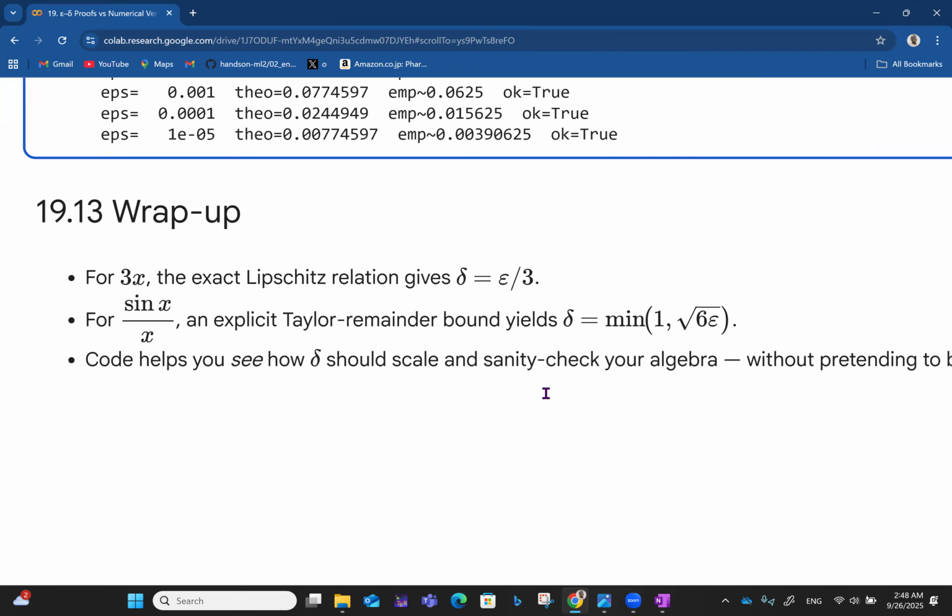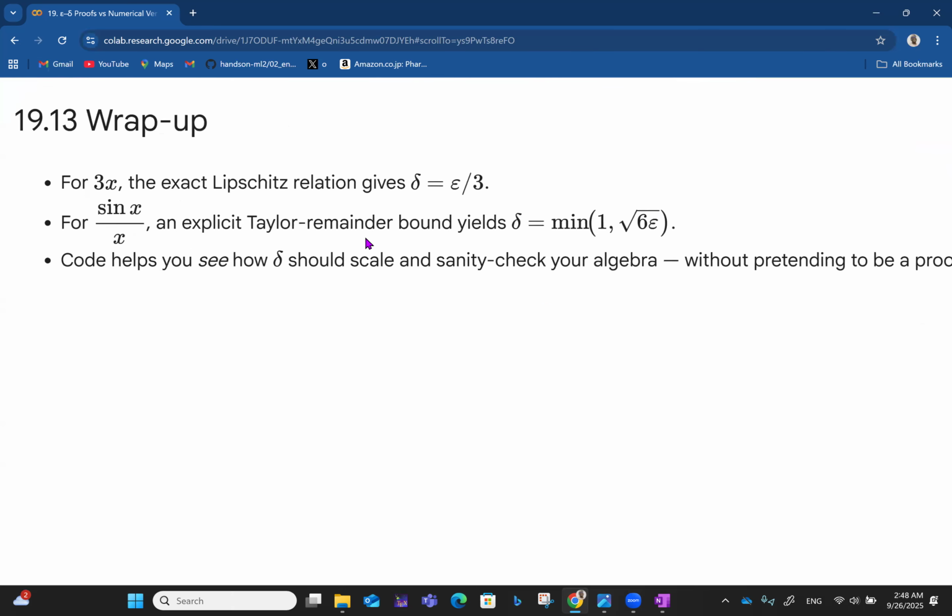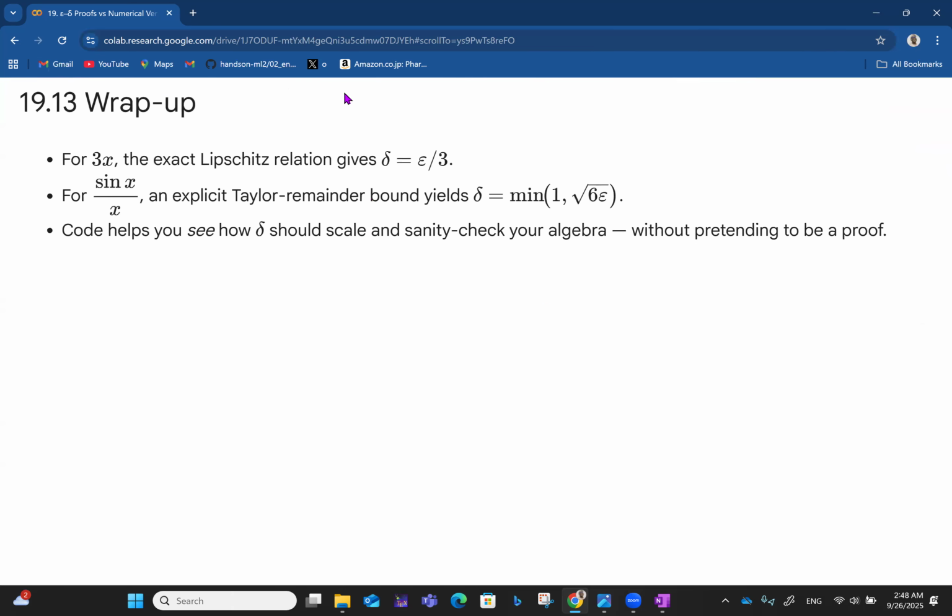So to wrap things up, for 3x, we see that the exact Lipschitz relation gives delta equals epsilon over 3, using the rigorous epsilon-delta proof. For sin x over x, an explicit Taylor remainder bound yields delta equals the minimum between 1 and the square root of 6 epsilon. So if the square root of 6 epsilon is bigger than 1, we take 1. If it's less than 1, we take its value. If it's 1, we take 1, right?